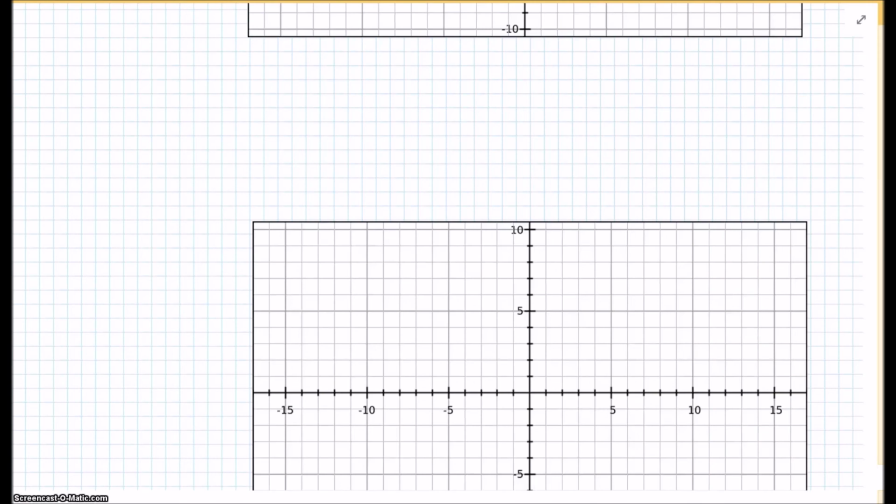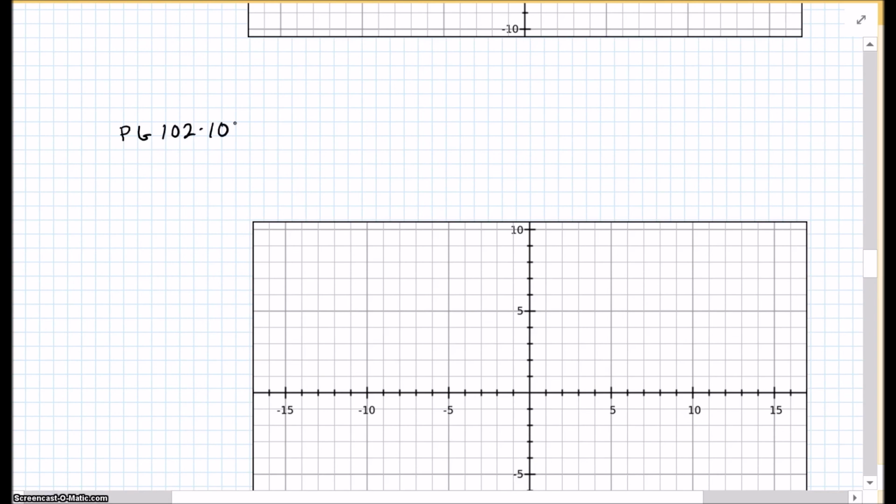Okay, going to page 102 through 104, working on chapter 2, section 7. So page 102 through 104 now. Okay, number 5 says this. Graph each inequality. 2x plus 3y is greater than or equal to 12. So first thing, let's get y by itself.